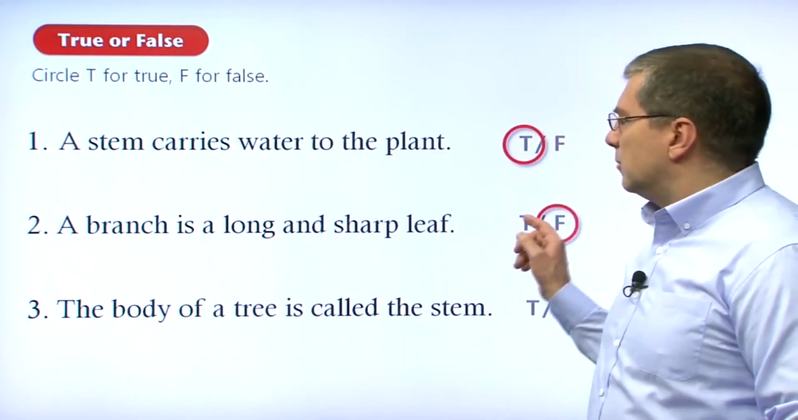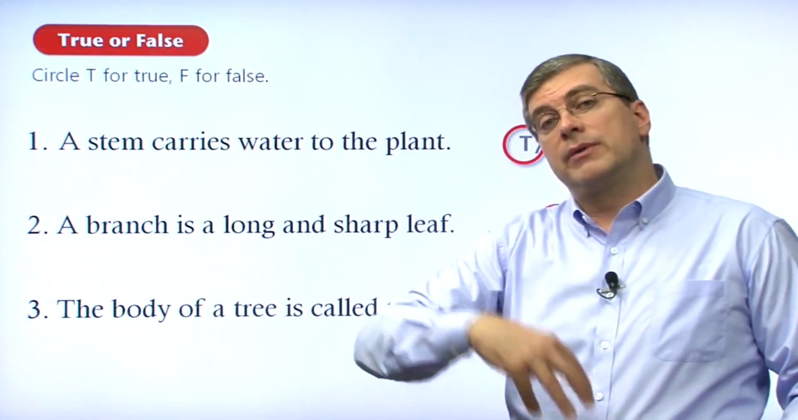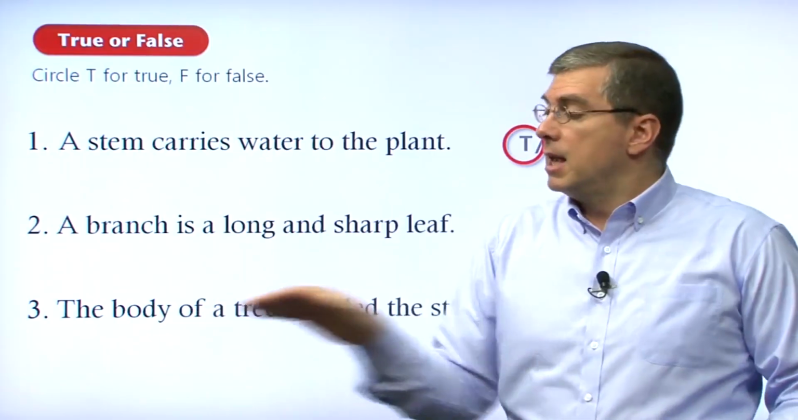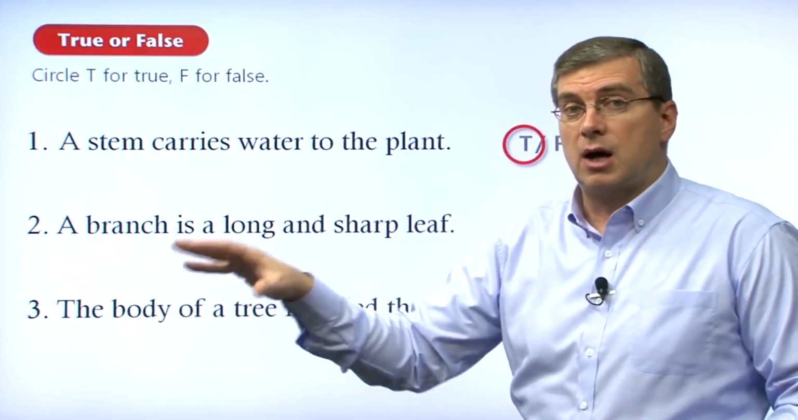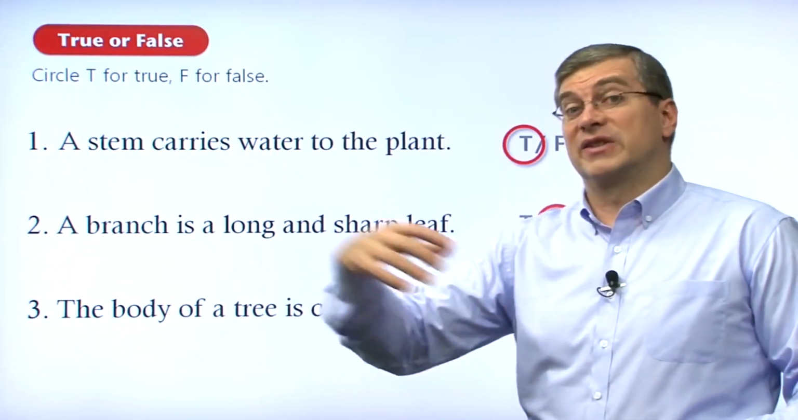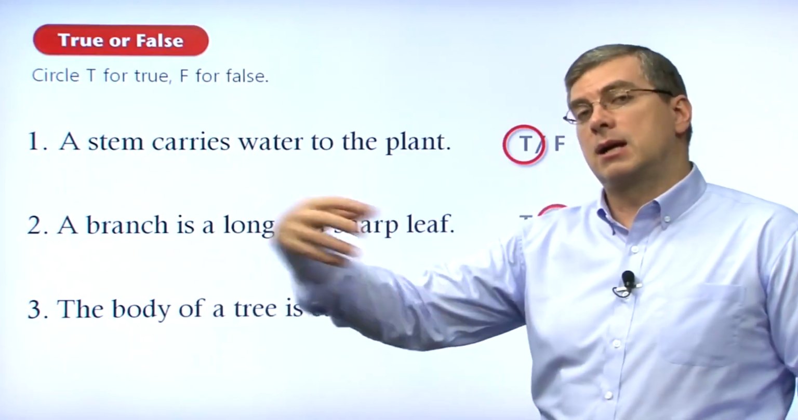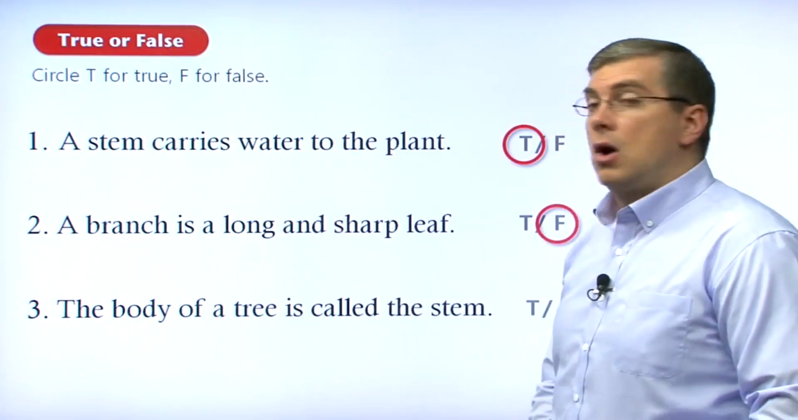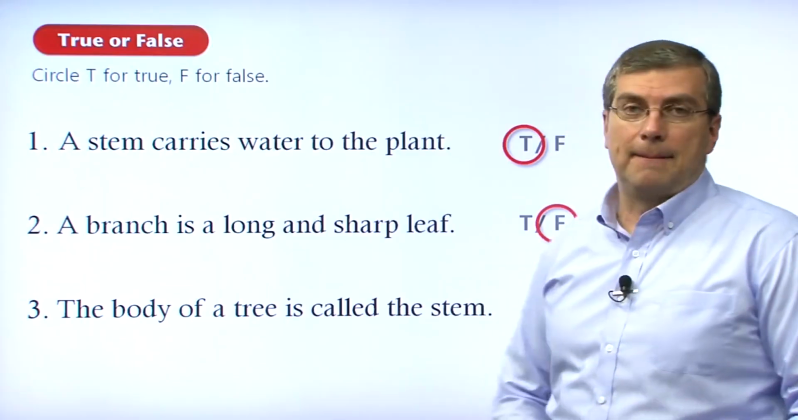That's false. Because a branch, remember, is like an arm of a tree. It's part of the stem that comes out. It's part of the wood, actually, that comes off the stem. The branch comes out and it supports many other leaves on the tree. So a branch is not a leaf. It's part of the stem. It's an arm of the plant that comes out and supports more leaves. That is a branch. Okay, so number 3, the body of a tree is called the stem.